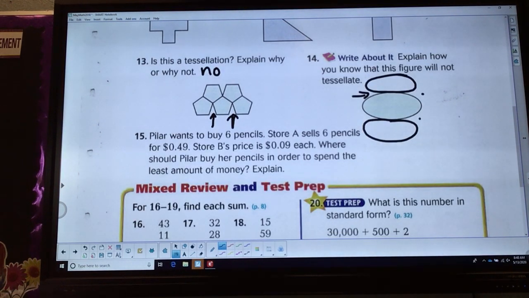Number 15. Pilar wants to buy 6 pencils. Store A sells 6 pencils for 49 cents. Store B's price is 9 cents each. Where should Pilar buy her pencils in order to spend the least amount of money? Well, here's a story problem. So let's take a look at this and see what we need to do here.